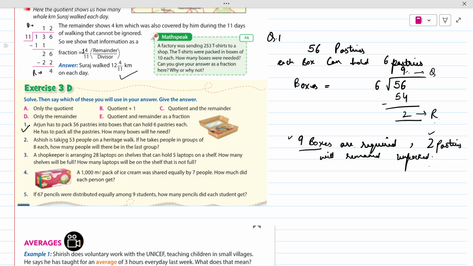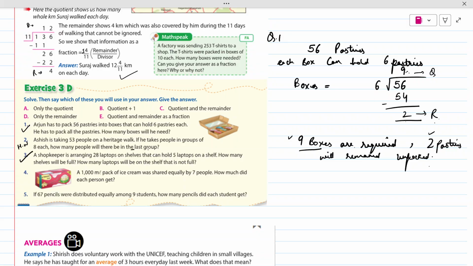Second is Ashish is taking 53 people on a heritage walk. If we take people in groups of 8 each, how many people will be there in the last group? So again kids, you have to divide 53 by 8 and see what the quotient is. The quotient will give us the number of groups, and how many people will be in the last group will be determined by the remainder. So this is homework for you.